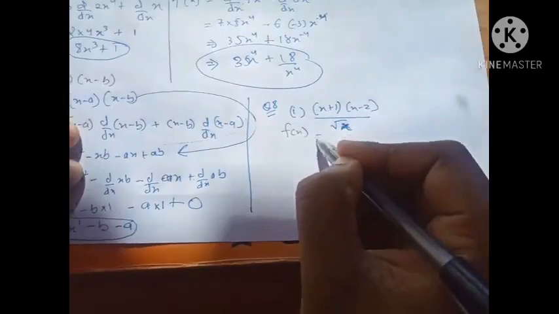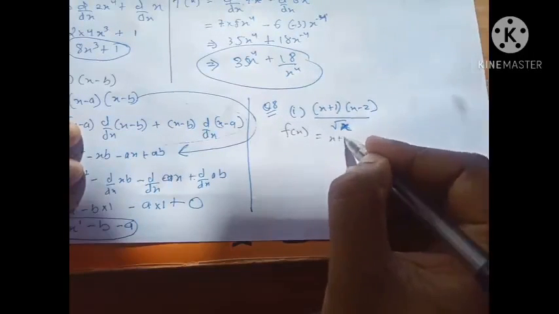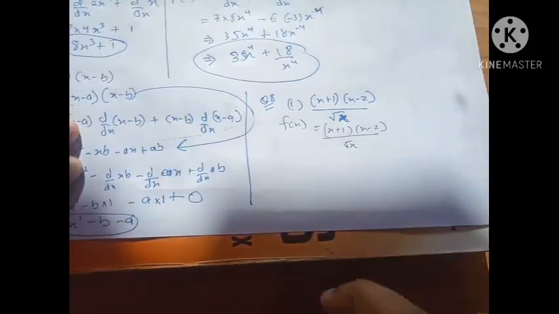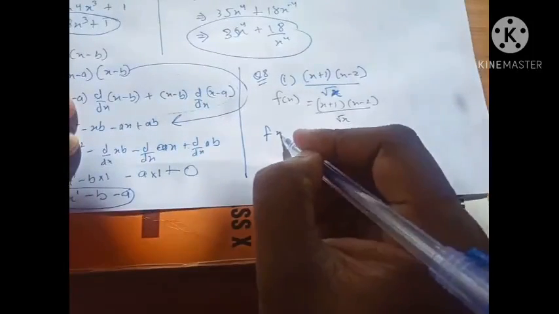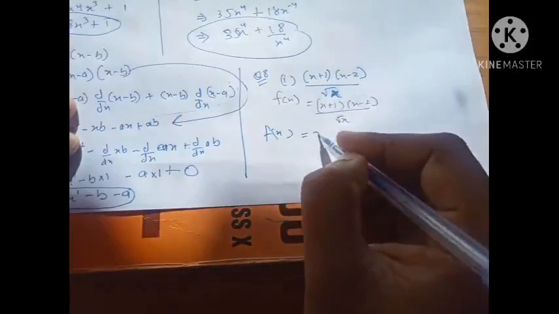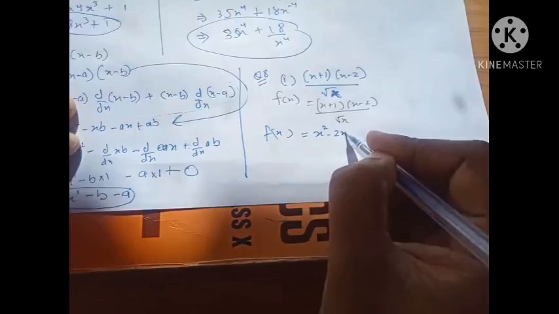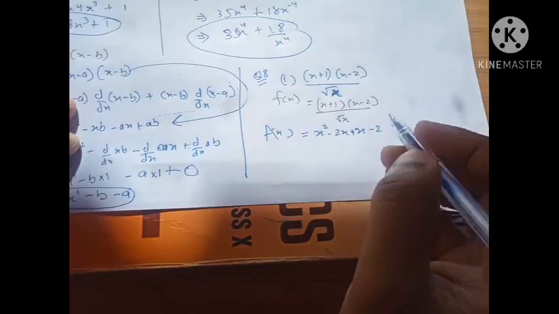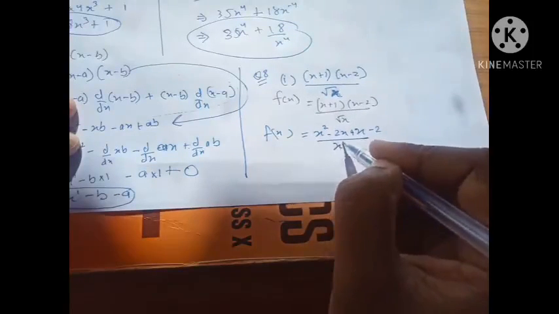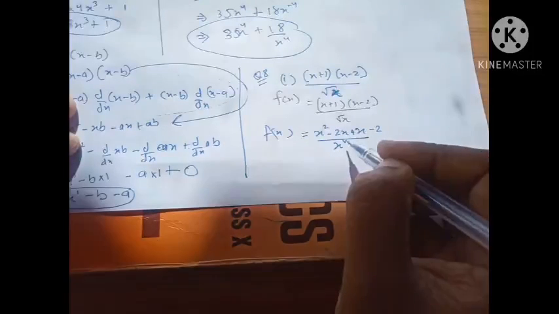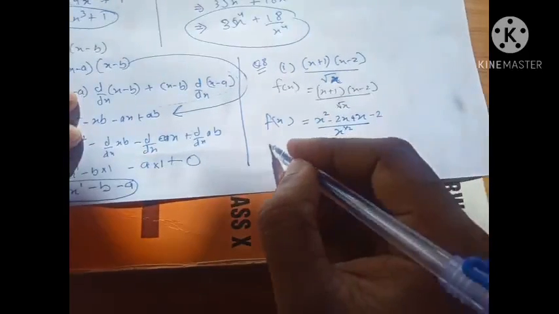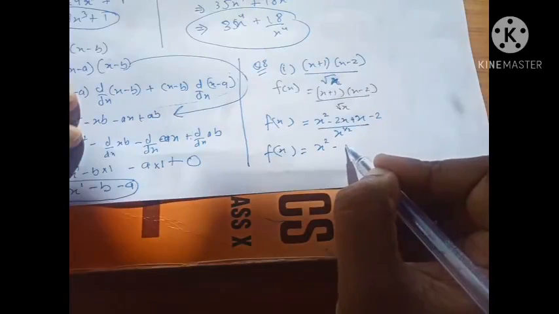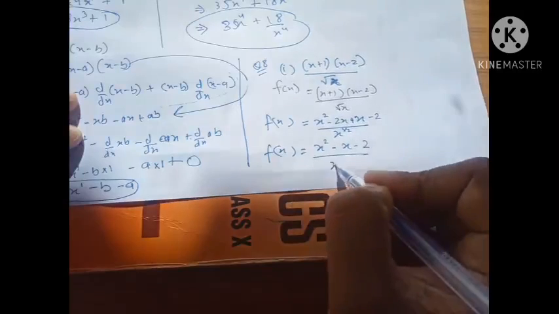So if I write f(x) equals this, that is x plus 1 and x minus 2 over root x. Now I'm going to make the function a little bit easier for myself. So I'm going to multiply both the brackets, and when I multiply both the brackets, it's going to be x square minus 2x plus x minus 2, upon x to the power 1 upon 2. Do you know why I wrote 1 upon 2? Because the power of x for square root can also be written as 1 upon 2. Now f(x) equals this, both are the same: x to the power 2 minus x minus 2 over x to the power 1 upon 2.